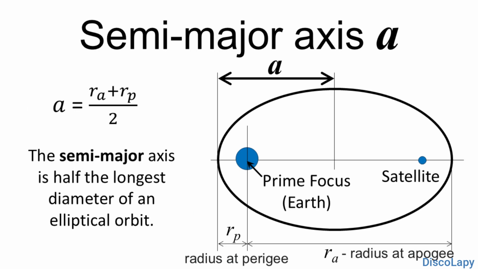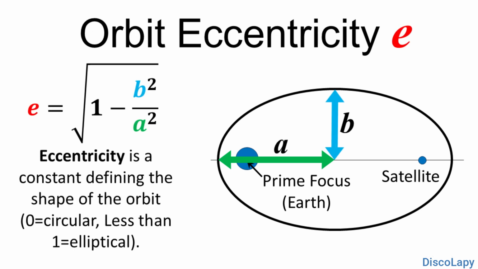The semi-major axis is half the longest diameter of the ellipse. It sets the orbit's energy and average size. Eccentricity tells you how stretched the ellipse is. For a circular orbit, E equals 0.